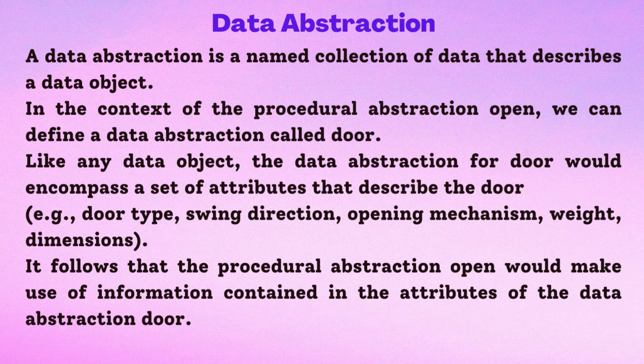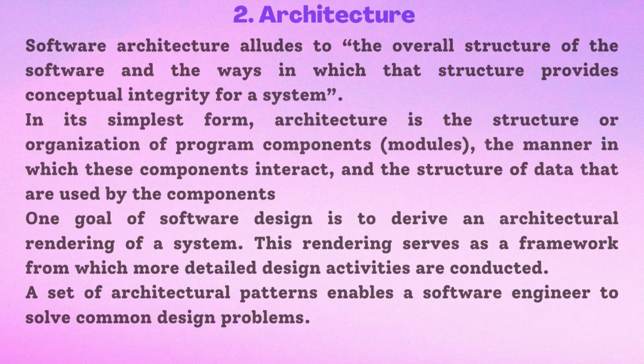A collection of data that describes a data object, that is, a set of attributes, is called data abstraction. For example, door. It encompasses a set of attributes like door type, weight, dimensions, etc. Likewise, procedural abstraction means the information contained in the attributes of the data. So these are the two types of abstraction.